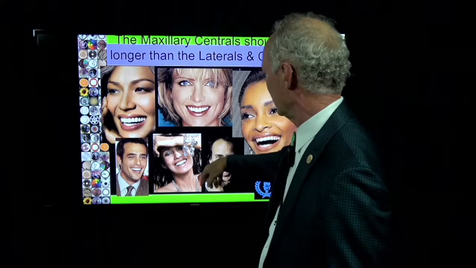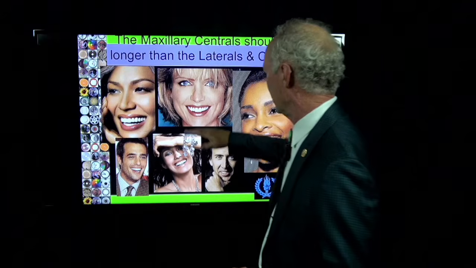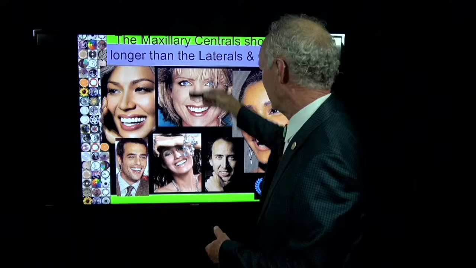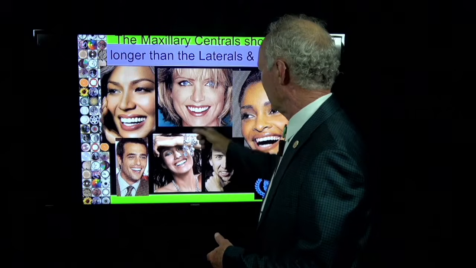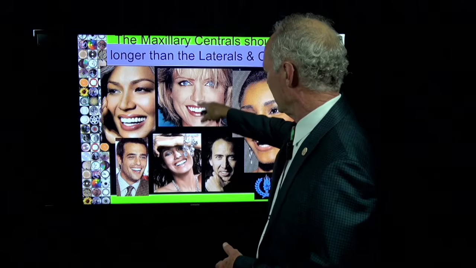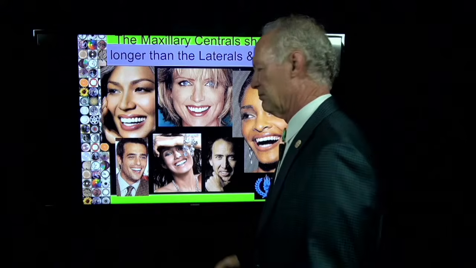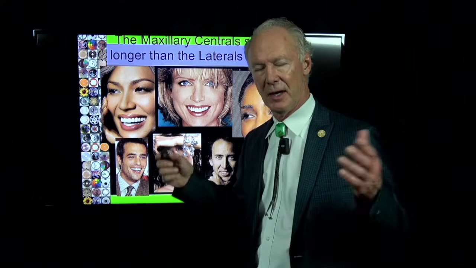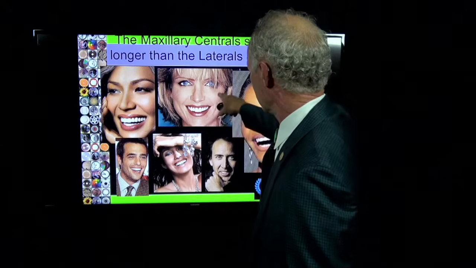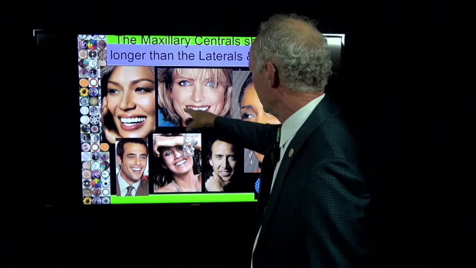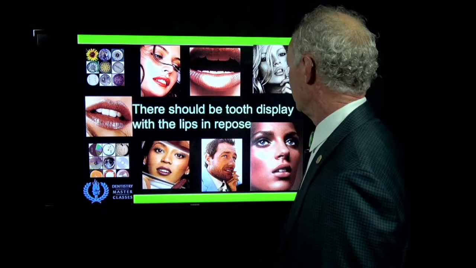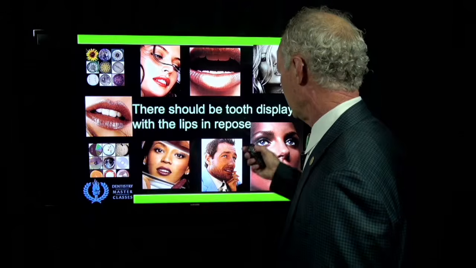pretty ideal smile. What do you like about this smile? The incisal plane of the central incisors is parallel to the pupillary line, which is parallel to the floor. The centrals are the longest teeth. If you measured those centrals, they're probably 10.5 to 11 millimeters long, which is the ideal length of central incisors. And then the incisal plane of the anterior teeth mirrors the lower lip line. There should be tooth display with the lips in repose. I'm going to go over that in a minute.